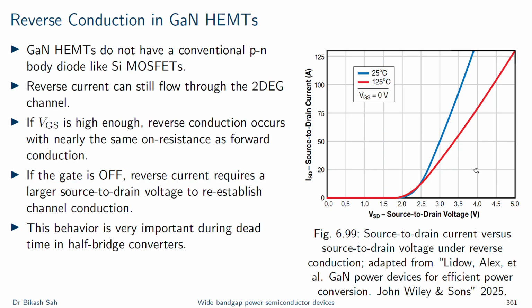This figure shows basically the source to drain current versus the voltage behavior. This is extremely important in half-bridge converters, where during dead time current must continue flowing through one of the devices. If the dead time is too long and the gate is off, the reverse drop can actually be high and the loss would increase. So if a synchronous gate control is well timed, reverse conduction losses can be minimized.